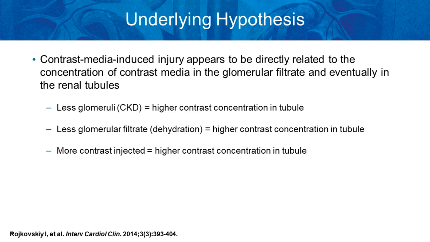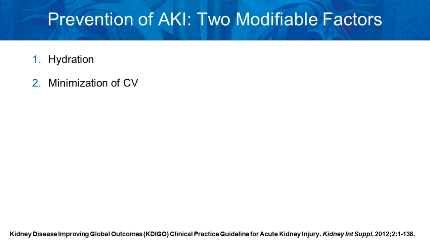So going back to the concept, if you have somebody coming into the cath lab who has chronic kidney disease, they're going to be at higher risk. If somebody's coming into the cath lab who's dehydrated, they're going to be at a higher risk. If you hydrate them well, you'll dilute the amount of contrast that they get, so you're protecting that patient. And if you have a patient coming into the lab that gets a lower amount of contrast, that patient's risk is going to be lower than a patient that gets a higher amount of contrast. So that is the underlying hypothesis.